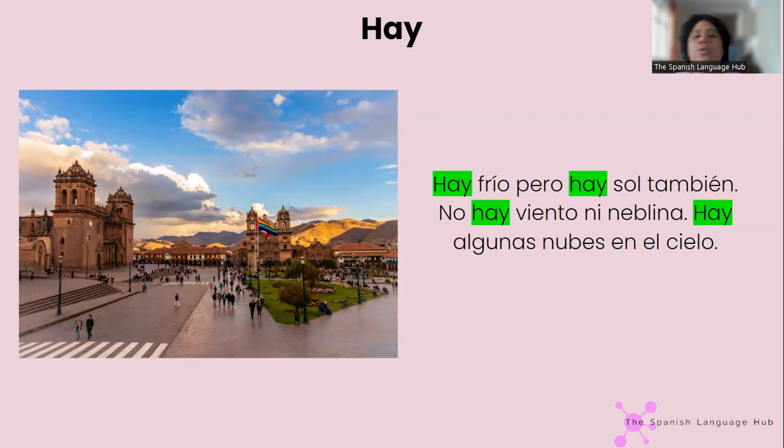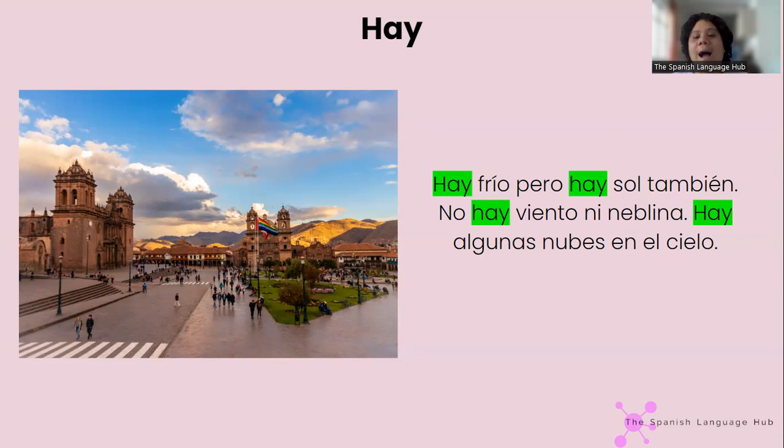So again, here we use hay to talk about the wind and the fog. That is something that we can see. We cannot see the wind, but we can see the effects of the wind. All right. So there is no wind and no fog. We can actually see the fog. Hay algunas nubes en el cielo. There are some clouds in the sky. You can also see the clouds.